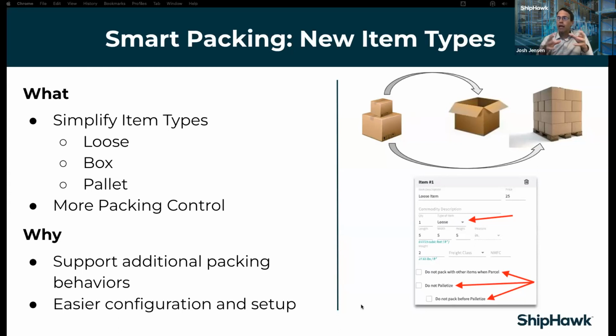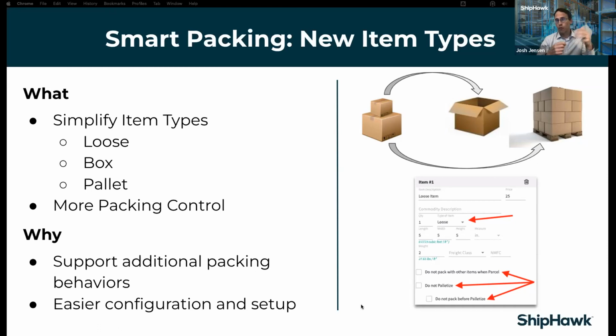And one of the things that we found is that each one of those actually described a certain packing behavior, but there were almost too many of them. Most people just defaulted to a few standard base item types, but then those base item types didn't always give the packing behavior that they wanted. So we've actually gone in, we've updated and simplified the way that items are configured in ShipHawk.